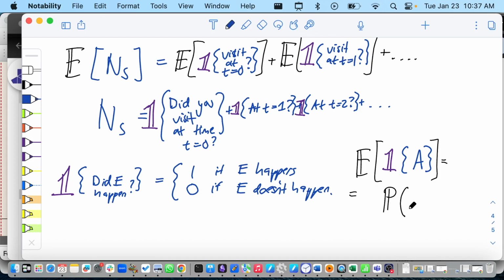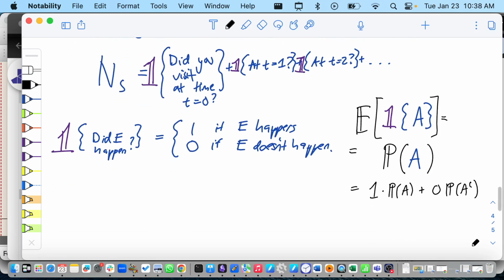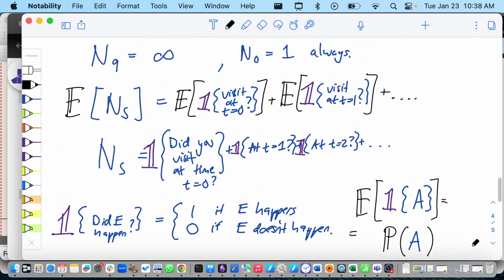Right? You get a 1 if A happens, and that happens with probability of A. More accurately, you could say it's 1 times the probability of A plus 0 times the probability of not A, the complement. That's the expected value formula. 1 times anything plus 0 is the anything. So that is the nice thing about indicator functions: their expected values are probabilities. And so this whole infinite sum of expected values is actually going to be a sum of probabilities.